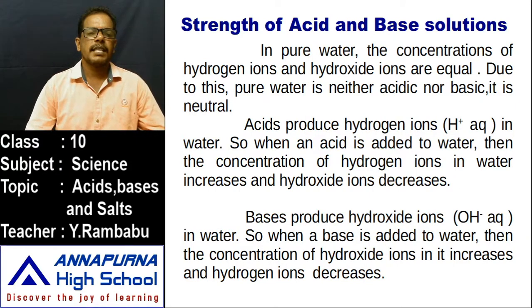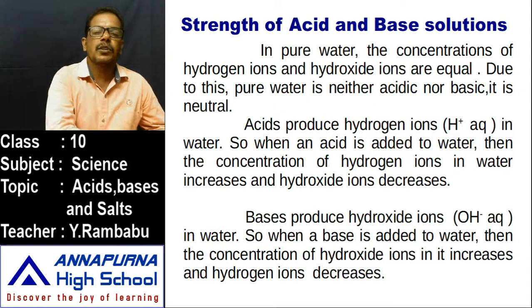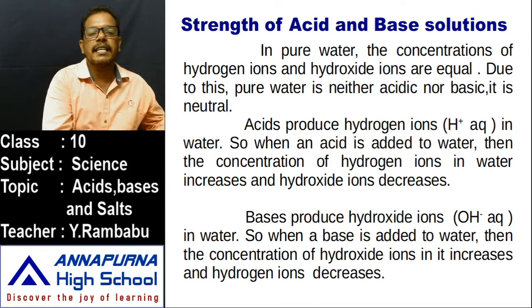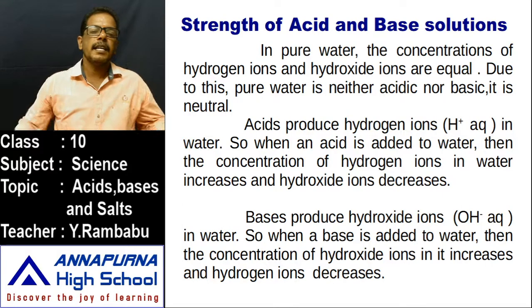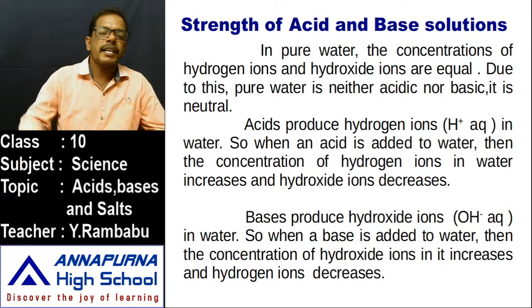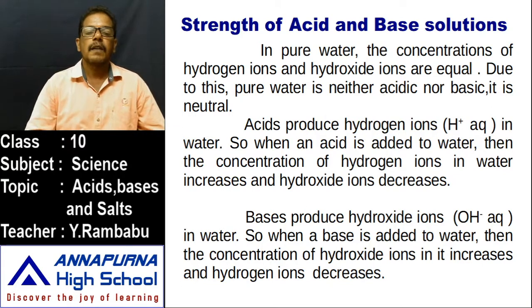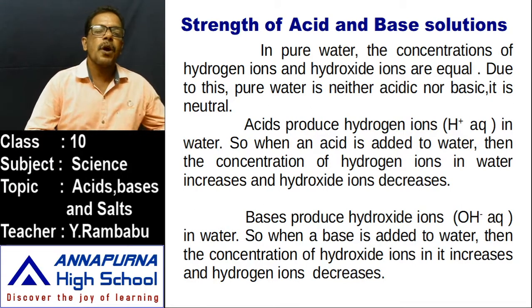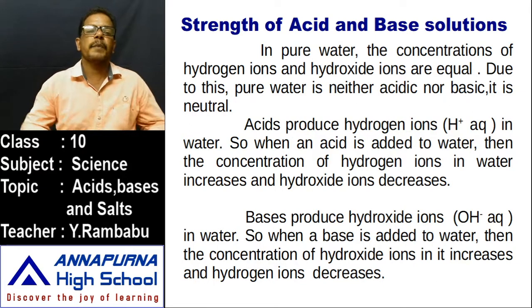Actually, what happens? On dilution of acids, that means when an acid is added to water, the H+ ions increase, which means OH- ions decrease. In the same manner, when a base is added to water, the concentration, that means the number of OH- ions, increases and H+ ions decrease. Then the strength of an acid or base is determined by the number of H+ ions or OH- ions present in the solution.